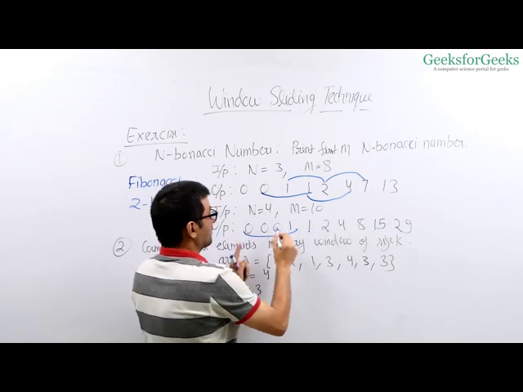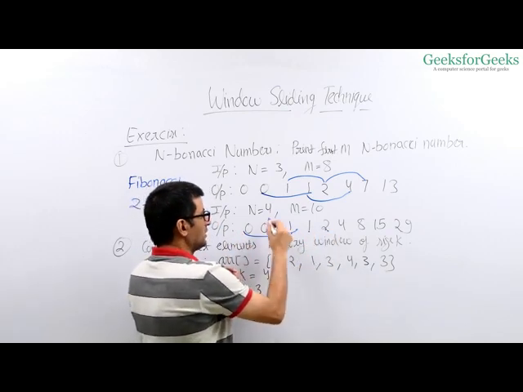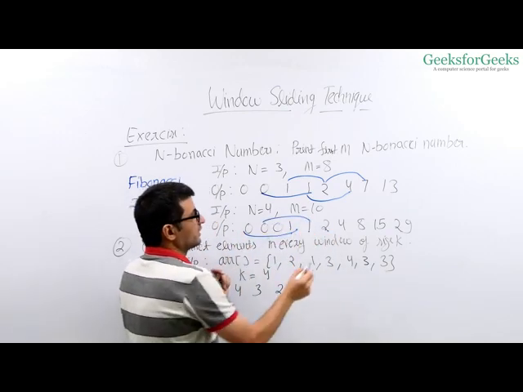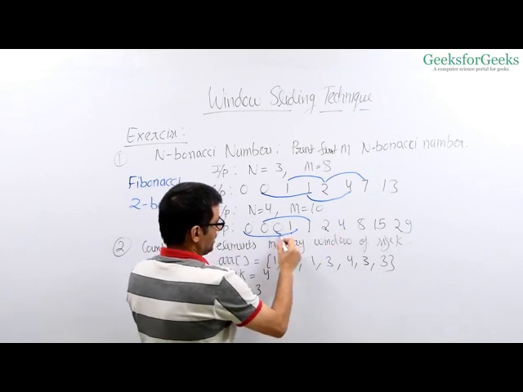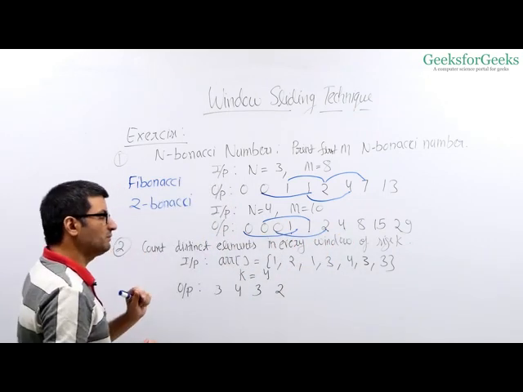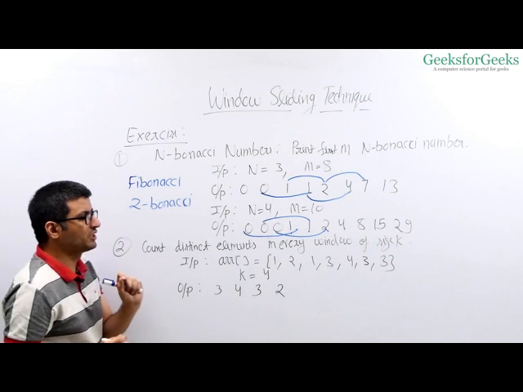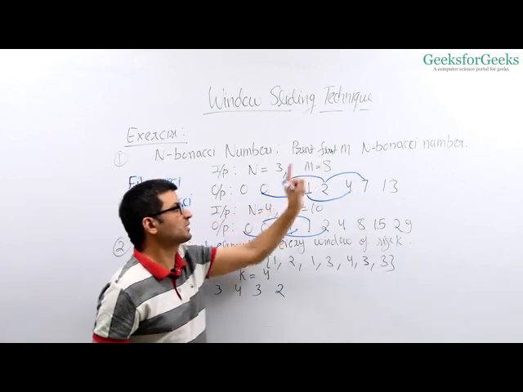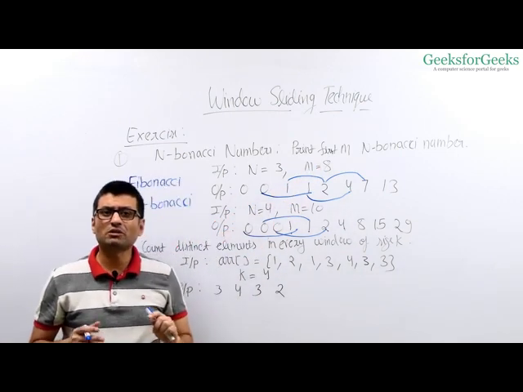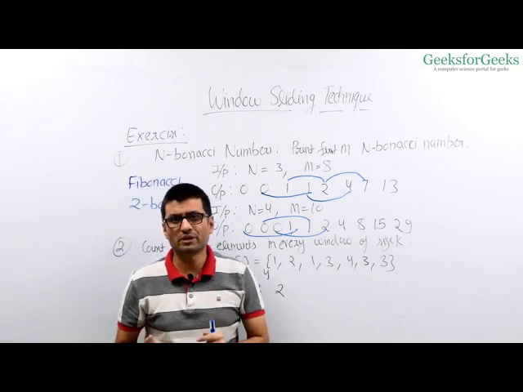Next number, the sum of these 4 elements. So this is the problem. You need to print n Fibonacci numbers, m n Fibonacci numbers for a given m. Try to solve this problem in big O of m time.